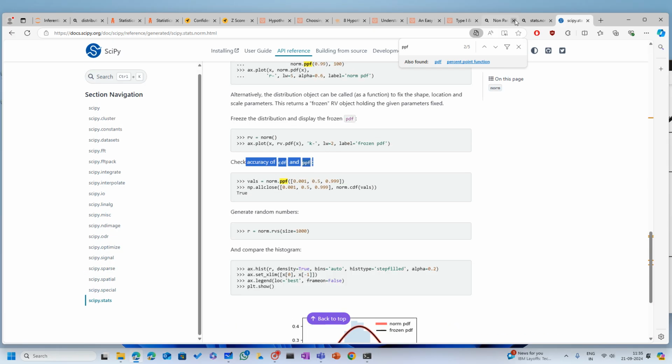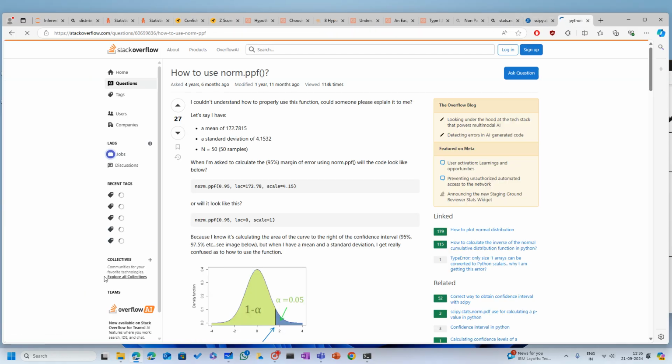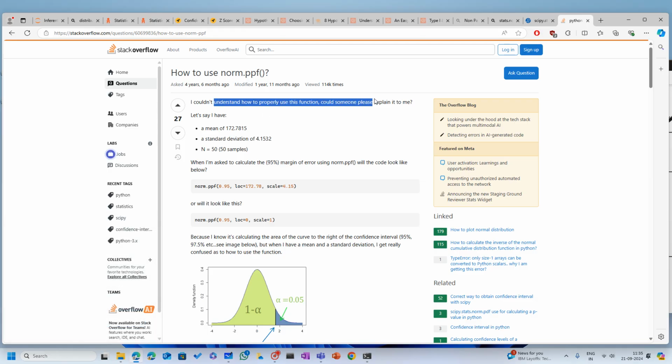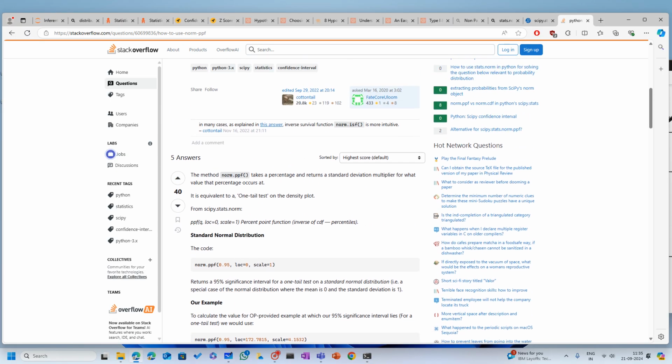This is pdf. Not much here, maybe some other sources you have to look at to understand how it is calculating. How to properly use this function, explain it to me. Yeah, someone had the same question. Okay, it takes a percentage and returns the standard deviation multiplier for what value the percentage occurs at. It's also equivalent to a one tail test. We will see what this one tail test is in hypothesis testing. There we will understand how this is calculated.